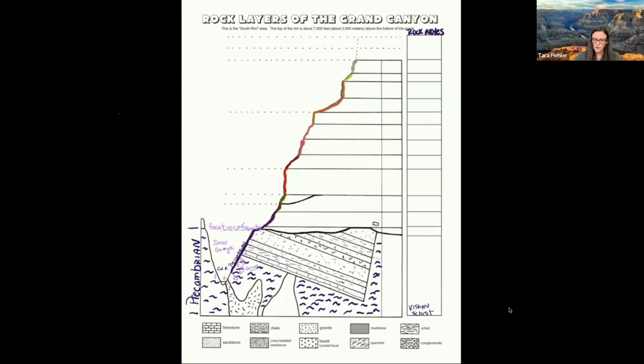Okay, so now on this second column, we're going to put all of our fossils that we're going to find here. So the fossils that we'll find here, we've already said, this is the fossilized algae stuff, right?